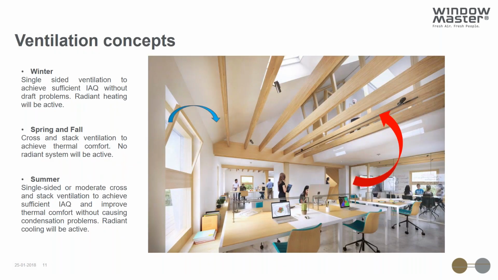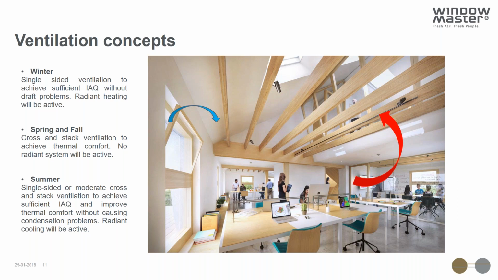The ventilation concepts in House Zero is very important because there are possibility to use both cross ventilation and stack ventilation. But in the winter time, we of course want to avoid draft problems, and the radiant heating system will be active. So we will only use single-sided ventilation for this time of year, because this can, as I will explain later also, this can help us reduce draft problems when we have a very low supply temperature.